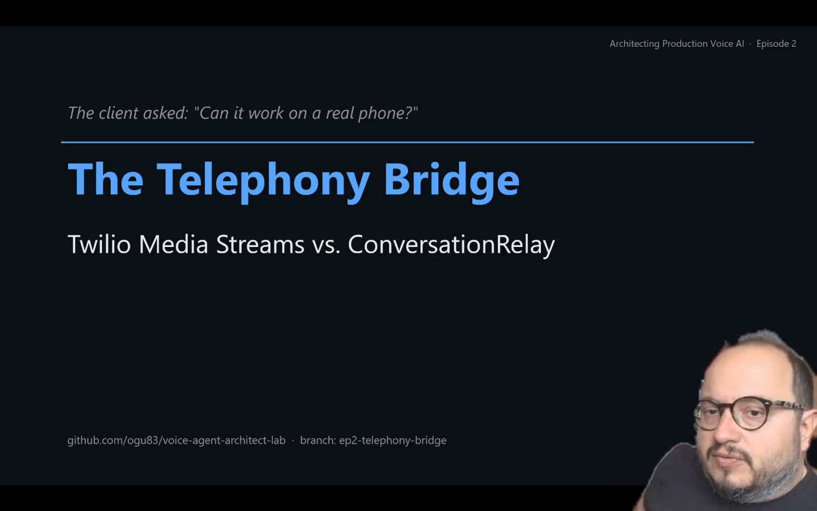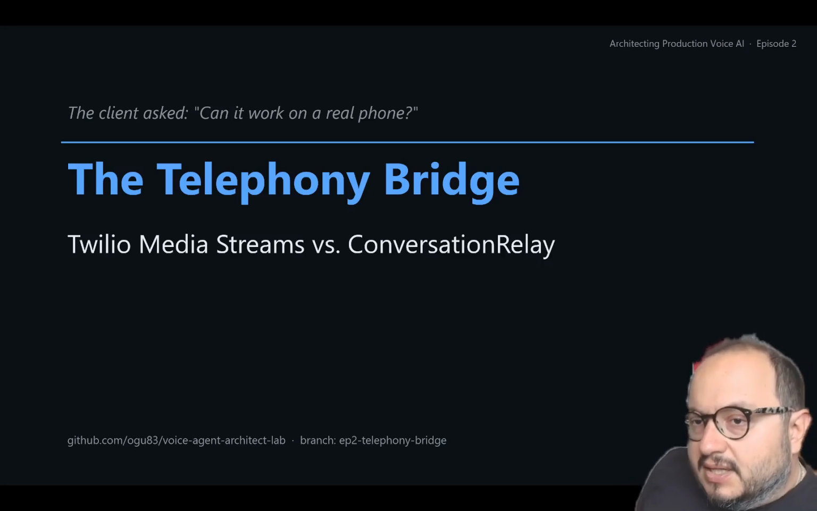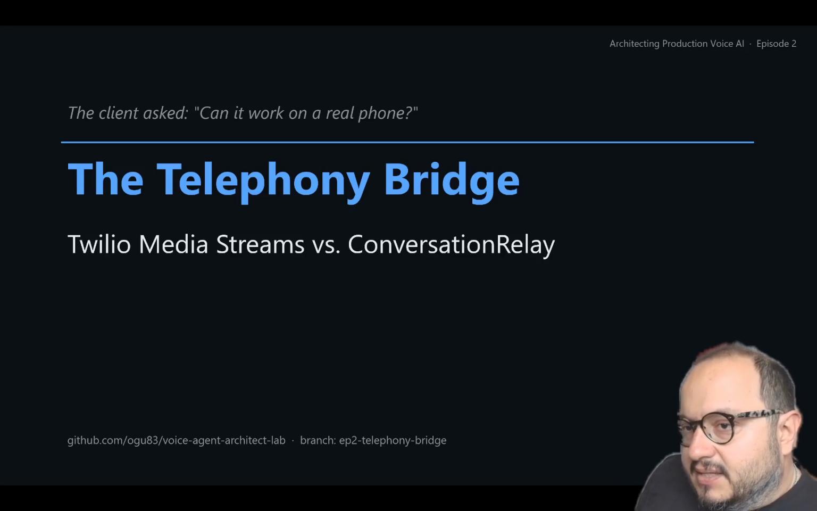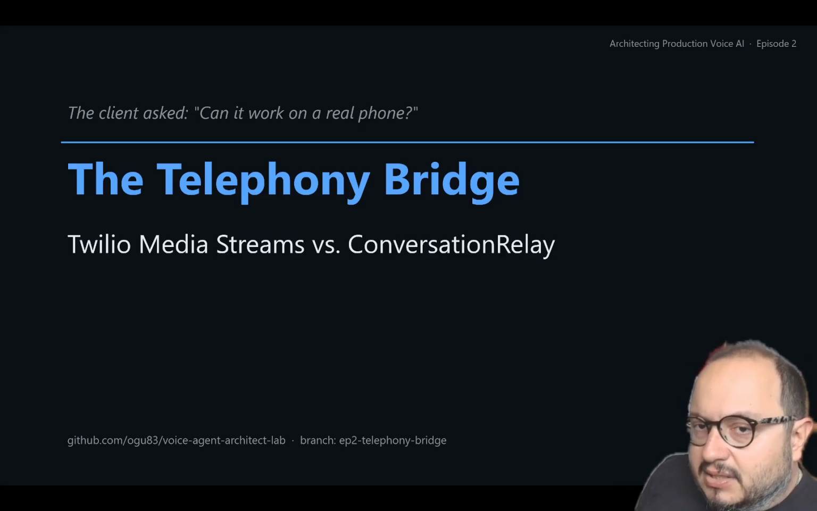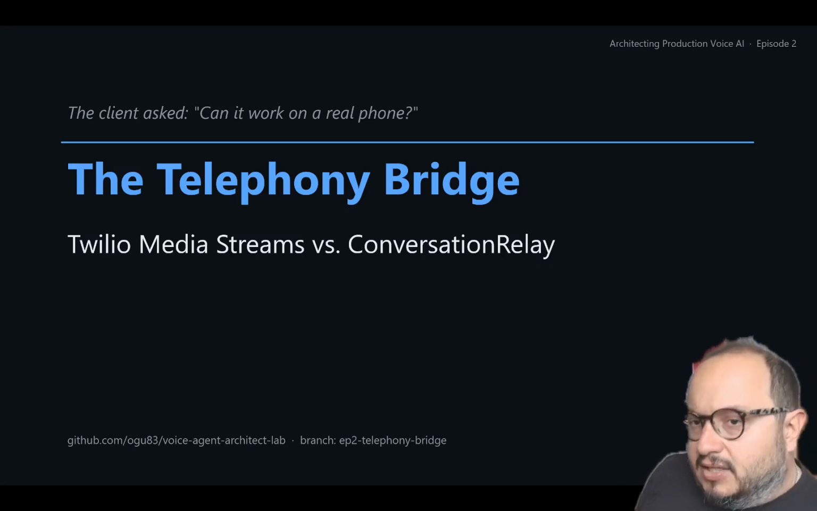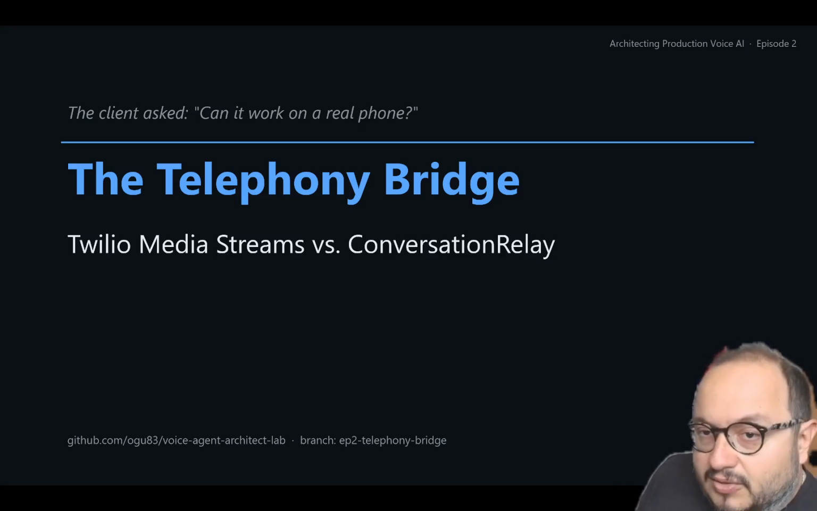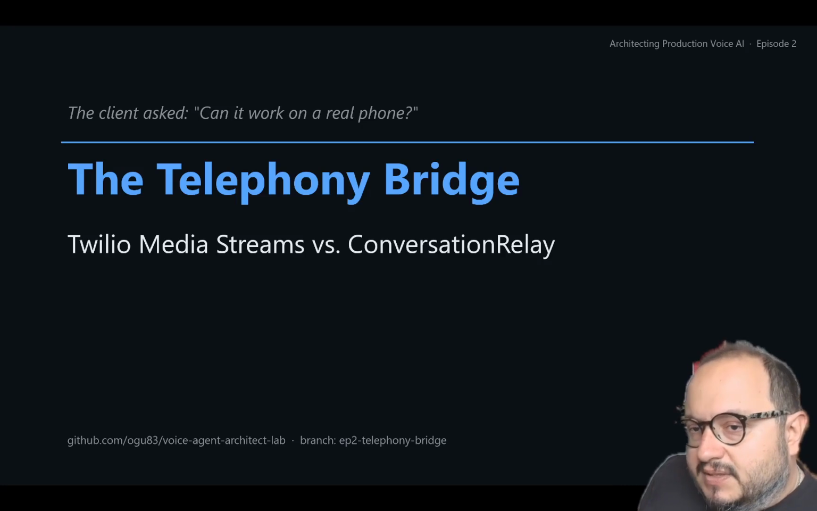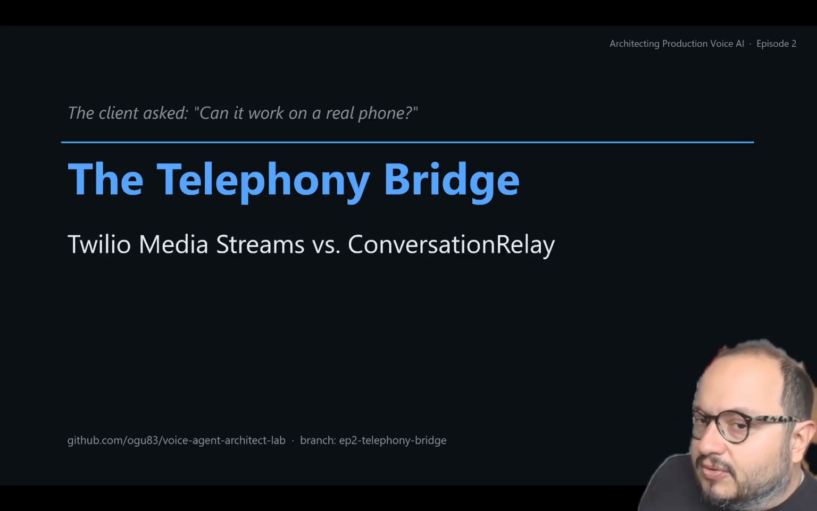In the last episode, we built a voice agent that runs in the browser. Sub 200 millisecond latency, ElevenLabs bidirectional WebSocket, streaming cascade. It works, it's impressive in demo. And the client says, great, can it work on a real phone call? The answer is yes. But the path from a browser demo to PSTN phone call is not a configuration change.